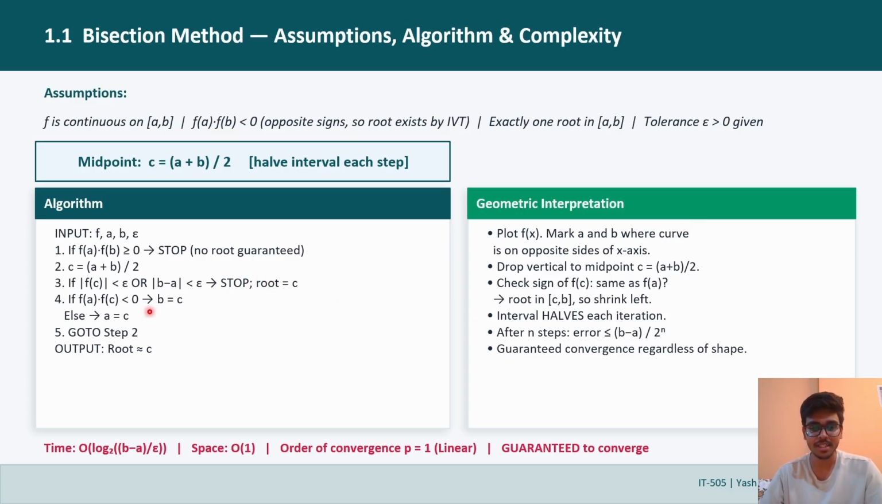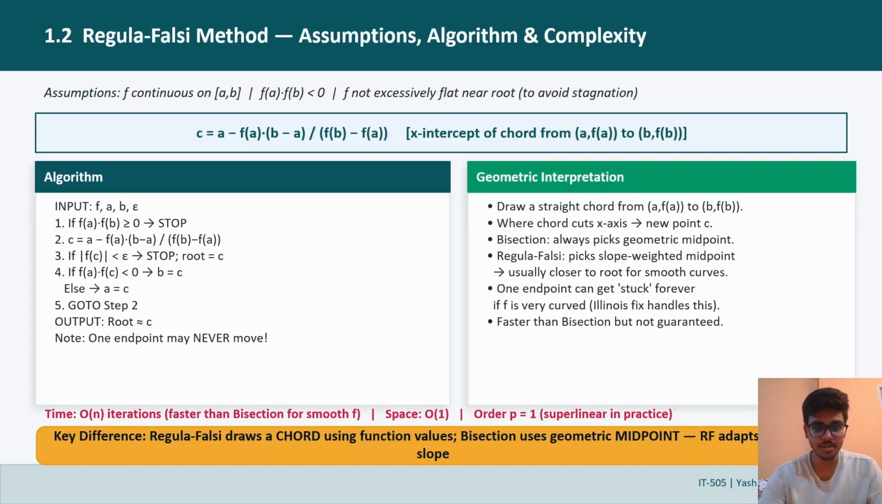The time complexity is O(log base 2 of (b minus a) over epsilon). Space complexity is O(1). The order of convergence is 1, meaning linear. This method is guaranteed to converge, which is its biggest strength. Now moving on to the Regula-Falsi method.